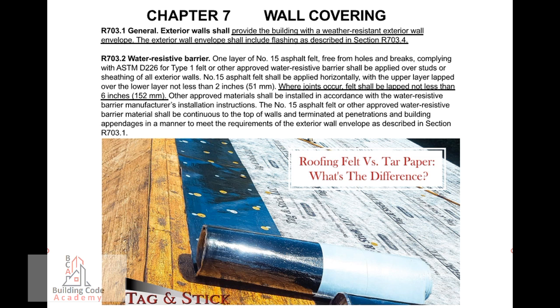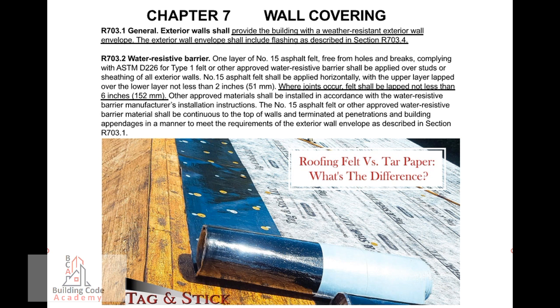R703.2 Water-resistive barrier. 1 layer of number 15 asphalt felt, free from holes and breaks, complying with ASTM D226 for Type 1 felt, or other approved water-resistant barrier shall be applied over studs or sheathing of all exterior walls. Number 15 asphalt felt shall be applied horizontally, with the upper layer lapped over the lower layer not less than 2 inches, 51 millimeters. Where joints occur, felt shall be lapped not less than 6 inches, 152 millimeters.